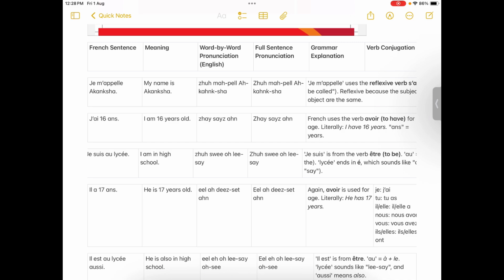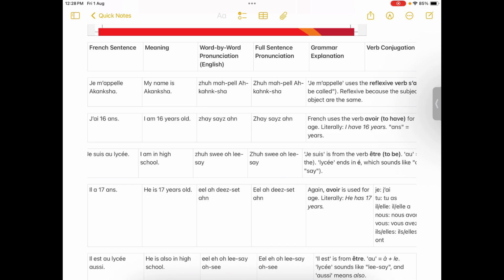Okay students, in this part you can see the word by word meaning, word by word pronunciation, full sentence pronunciation, grammar explanation, and additionally I will be discussing the verb conjugation. The first sentence was Je m'appelle Akansha. The word by word meaning is my name is Akansha. If you want to introduce yourself to someone who speaks French, you can use the sentence Je m'appelle dash. In the dash you can fill in your name.